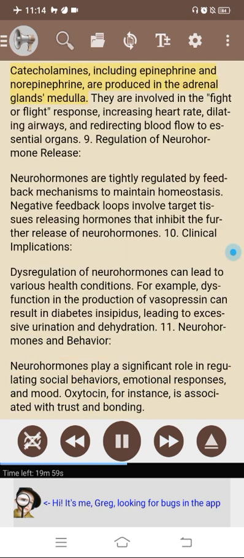8. Catecholamines. Catecholamines, including epinephrine and norepinephrine, are produced in the adrenal gland's medulla. They are involved in the fight or flight response, increasing heart rate, dilating airways, and redirecting blood flow to essential organs.